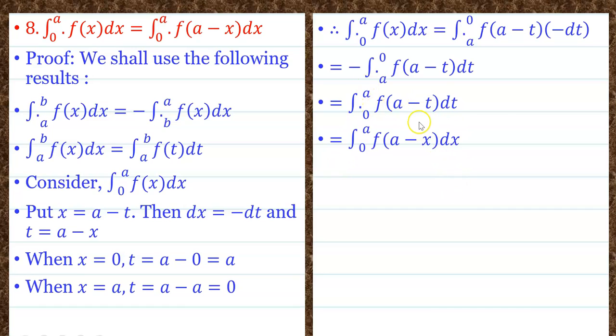Okay, and change in the variable property इथे अप्लाय केली, that's equals to integral 0 to a f of a minus x dx, and hence the result. What is that result? Integral 0 to a f of x dx is equals to integral 0 to a f of a minus x dx. हे important property आहे, प्रॉब्लेम सॉल्व करण्यासाठी आपण ही प्रॉपर्टी बऱ्याचदा अप्लाय करत असतो.